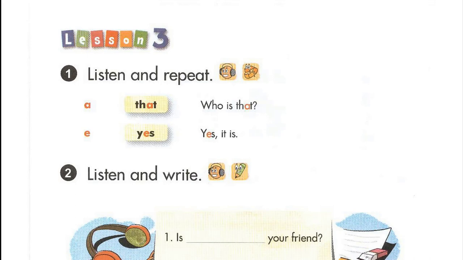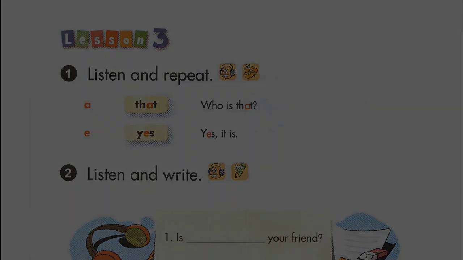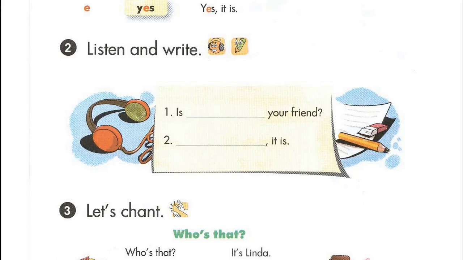Page 34. Lesson 3. Activity 1. Listen and repeat. That. Who is that? Yes. Yes, it is. Page 34. Lesson 3. Activity 2. Listen and write. 1. Is that your friend? 2. Yes, it is.